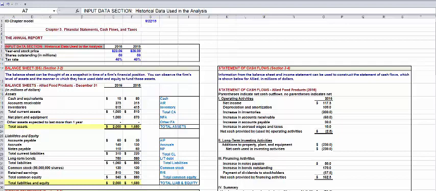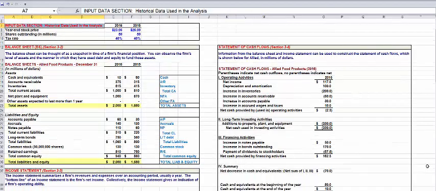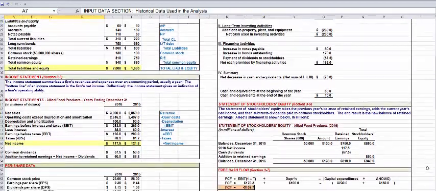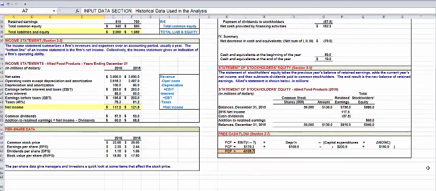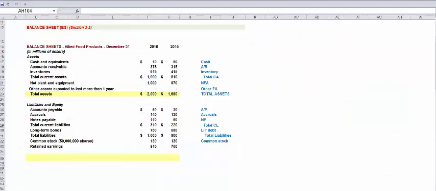This tab has the full set of data. The input data up there at the top, the balance sheet, scrolling down, statement of cash flows, the income statement, statement of stockholders' equity, per share data, and the calculations for free cash flow. So first off, let's look at the balance sheet.